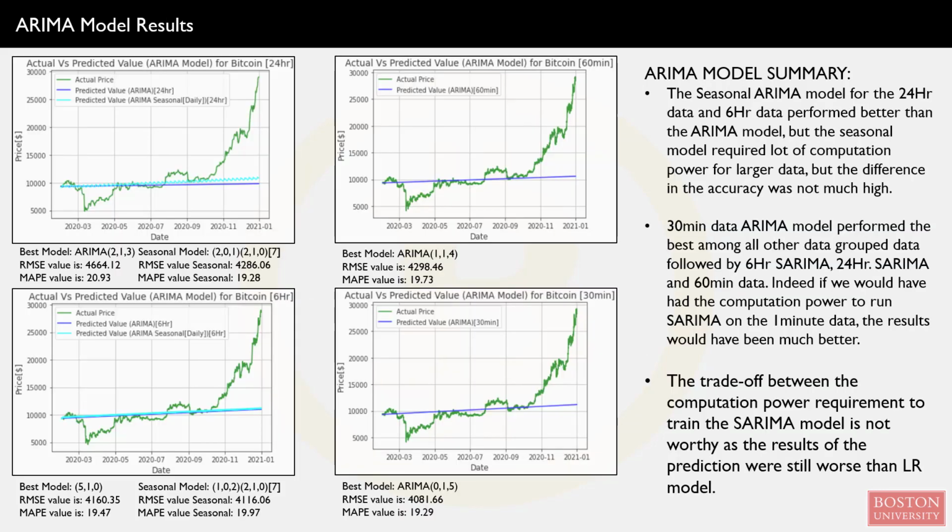So I used the ARIMA model on 24-hour data, 6-hour data, 60-minute data, and 30-minute data. And I also used the seasonal ARIMA model on 24-hour and 6-hour data, as it required a lot of computation power. As it can be seen from the graphs, even the best ARIMA model and the seasonal ARIMA model did not perform well. The RMSE values were very high. Of course, better than the moving average, but the linear regression model performed better than ARIMA and required way less computation power.